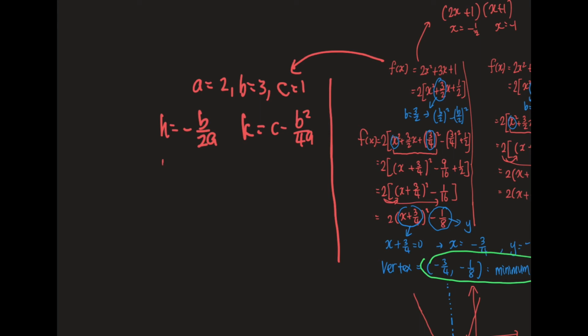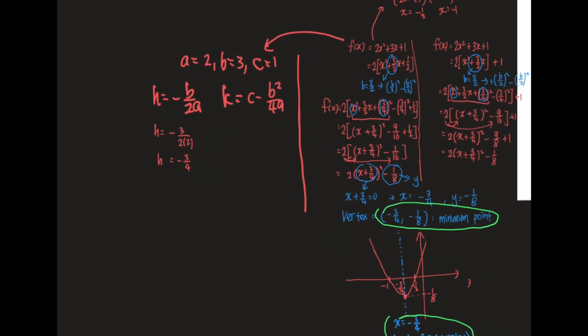So you want to find the h, right? The x coordinate of the vertex. Minus 3 over 2 times 2. Minus 3 over 4. Which is very fast, so you see, minus 3 over 4. Same one. You want to find the k, right? You must get -1 over 8.